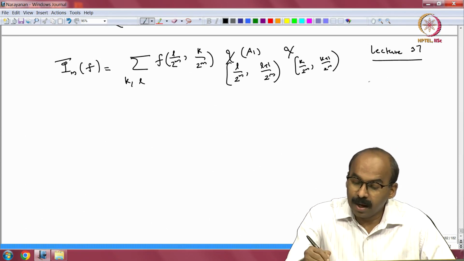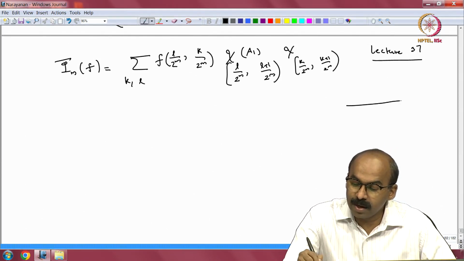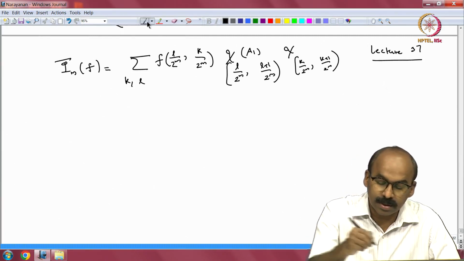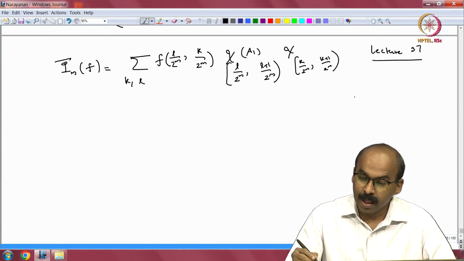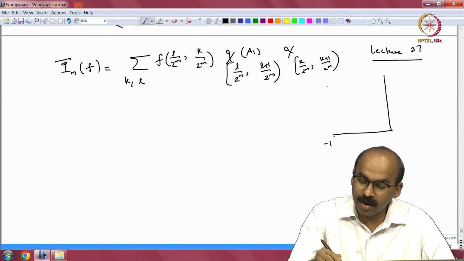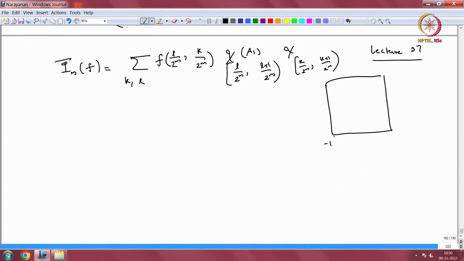Now, what you should remember is, okay, let us draw this a bit bigger. I have the square [-1,1] cross [-1,1]. Let me not write the coordinates; we have done this earlier.